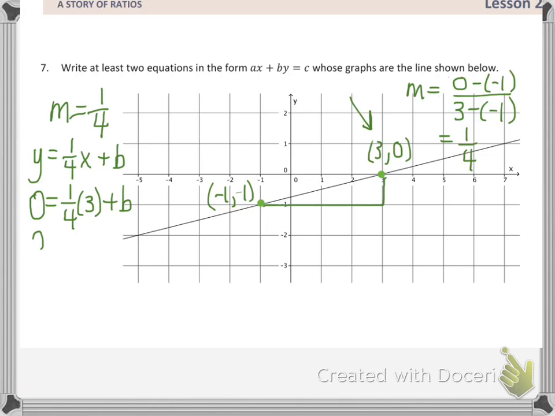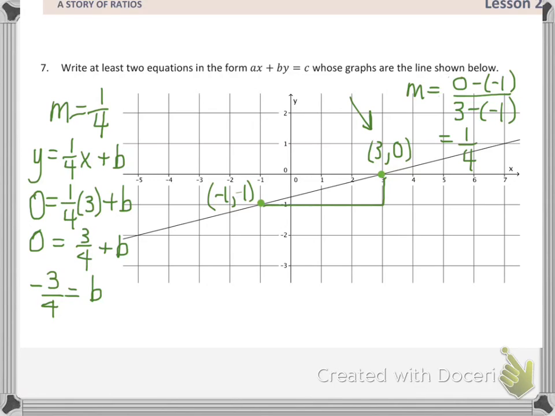So I have 0 equals 3/4 plus b. So you can kind of see here that b's got to be the opposite of 3/4 to make those two numbers add up to 0. I can also subtract 3/4 from both sides and see that -3/4 is equal to b by subtracting 3/4 from both sides. So I have the equation of this line.